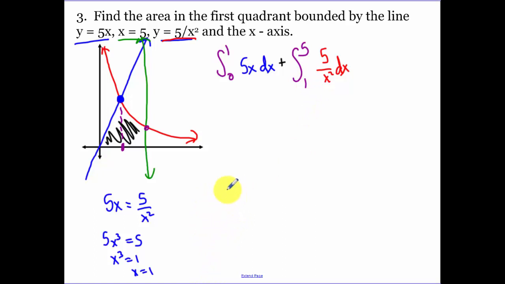Now we take the integral of that. That's 5 halves x squared from 0 to 1, plus, for 5 over x squared, my new exponent is x to the negative first. You need to remember that's going to change that sign to a minus, because you do 1 over that exponent, evaluated from 1 to 5. Plugging in all of our values, we get 13 over 2.